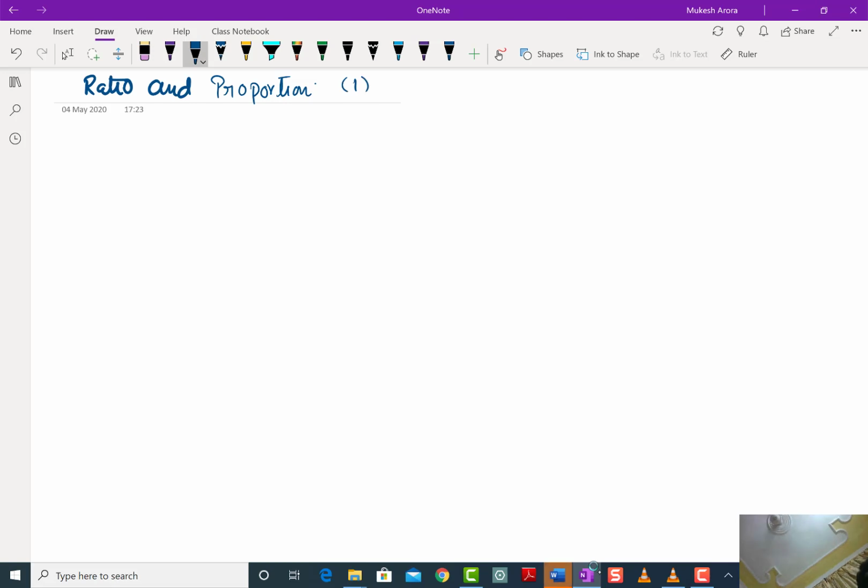A ratio is what? A ratio is basically a comparison between two quantities or numbers, like A ratio B is 2 ratio 3. It means A by B is equal to 2 by 3, or A is equal to 2x and B is equal to 3x. Why do we write x? Because they are in the lowest terms. So it can be 4 and 6, it can be 8 and 12, it can be 24 and 36. For all of these, the ratio will come 2 ratio 3.